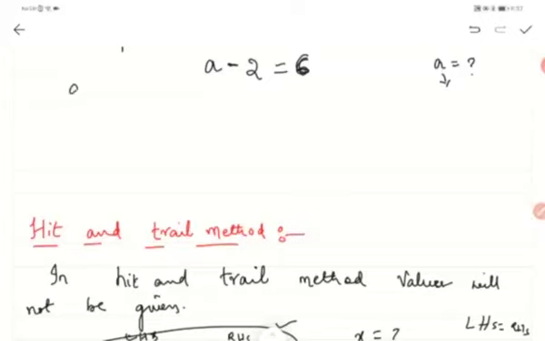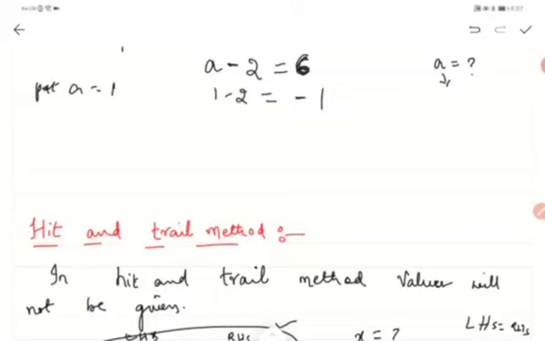You can try a equal to 1. Put a equal to 1. We are going by the trial and error method. So if I put 1 minus 2, then I will get what? Minus 1, isn't it? But here it is 6. So that means for a equal to 1 it is not possible, isn't it? So just go for the same trial and error method.